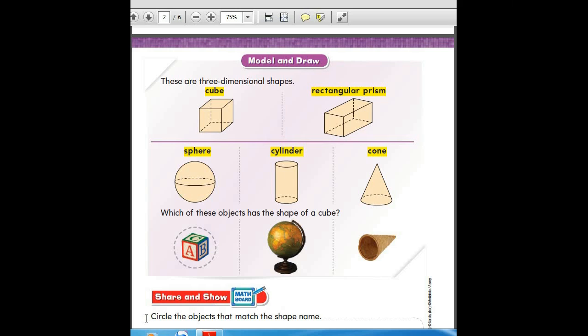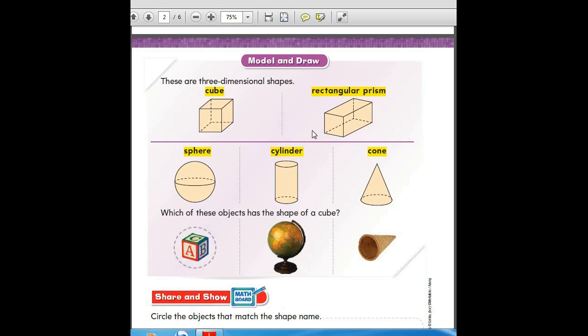Hello grade 2. Here in our book in page 706 we have some of the three-dimensional shapes. The first one, which is a cube, we can notice that it has length, width and height. So the first one, which looks like in our real life the cube of ice, is a cube. The second one is called rectangular prism. The rectangular prism is more longer than the cube.